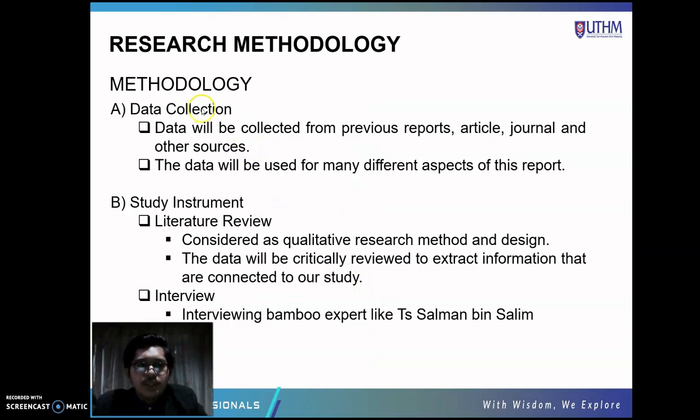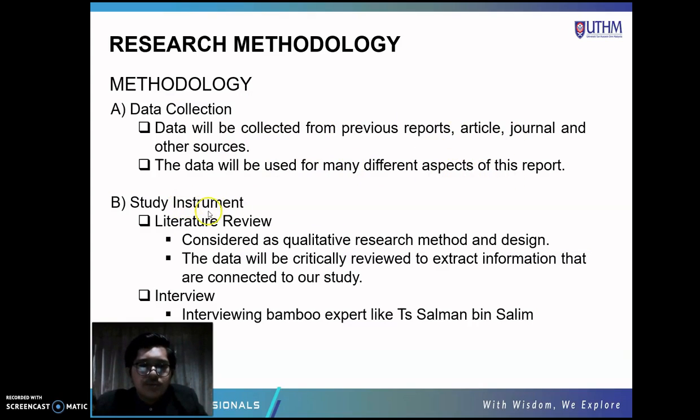For methodology, we divide it into two parts. Data collection. Data will be collected from previous reports, articles, journals, and other sources. The data will be used for many different aspects of this project and this report.